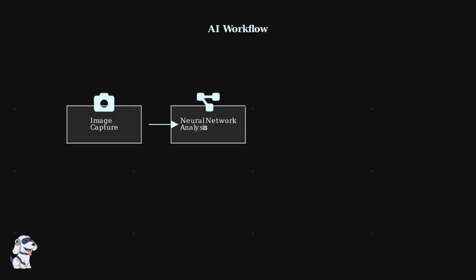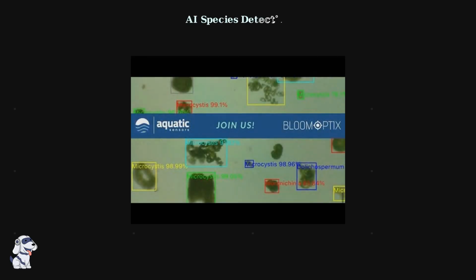The AI workflow starts with capturing high-resolution images of algae samples. These images are then processed through neural networks that have been trained on thousands of labeled algae specimens. Here we can see AI in action. This microscopic image shows various algae species with AI-generated bounding boxes and confidence percentages. The system can identify Microcystis and Dolichospermum with over 90% accuracy.